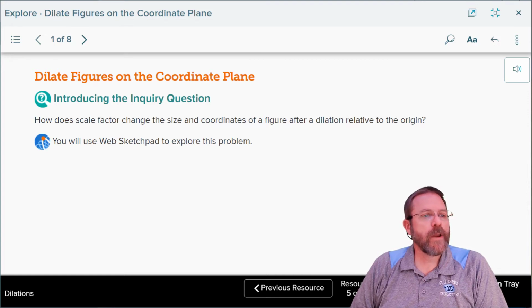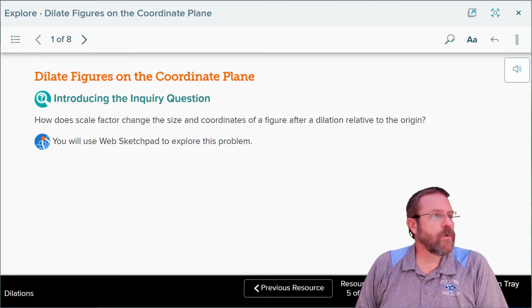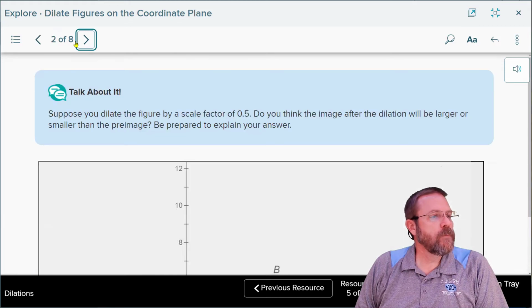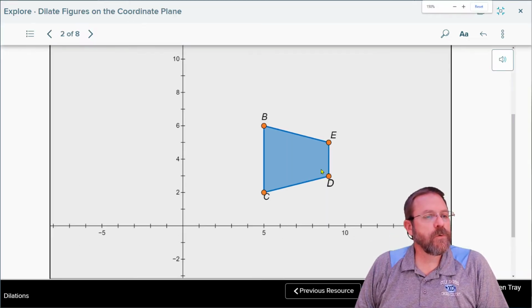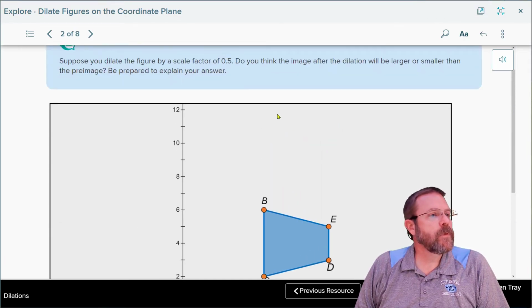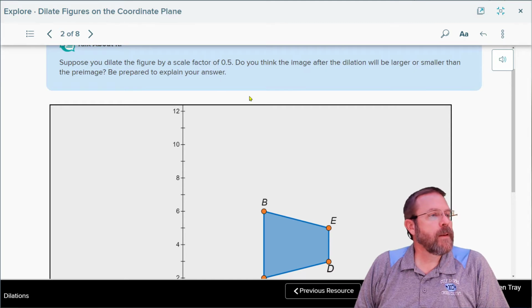of a figure after the dilation to the origin. If we were taking a look at a figure on a coordinate plane, we've got a quadrilateral, which is a trapezoid, and that's trapezoid B, C, D, E. You go in alphabetical order, and it asks, suppose you dilate the figure by a scale factor of 0.5. Do you think the image after the dilation is going to be larger or smaller than the pre-image?